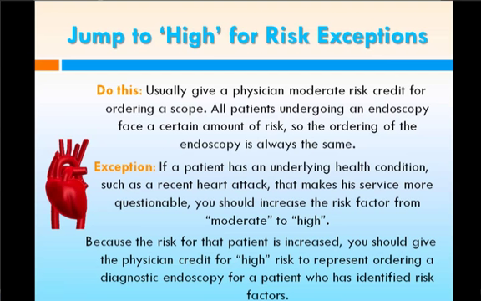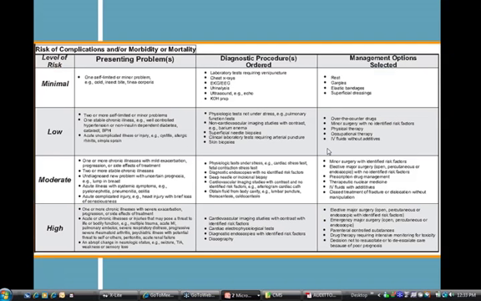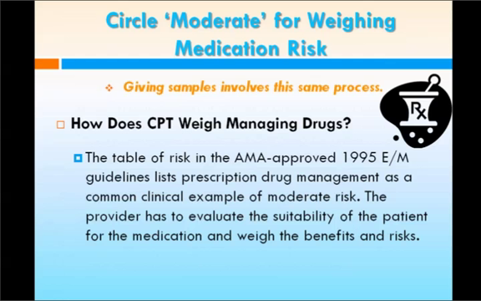Another area that I see people struggle with on this table of risk is in the prescription drug management. You might not be giving your physician enough credit if you limit prescription drug management to prescription writing. These management option answers will help you avoid this auditing pitfall and others. How does CPT weigh managing drugs? The table of risk lists prescription drug management as a common clinical example of moderate risk.